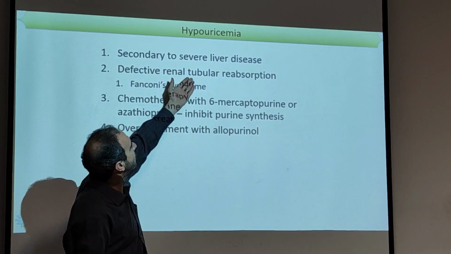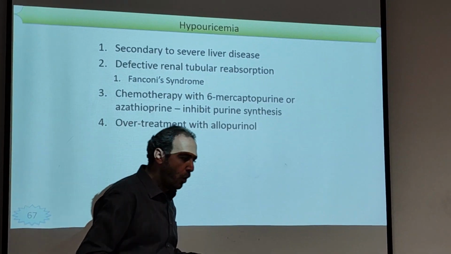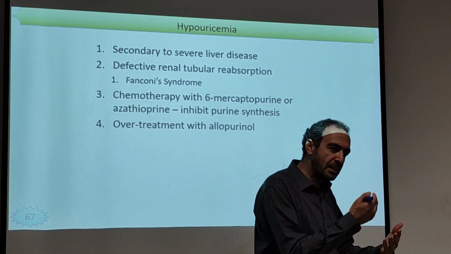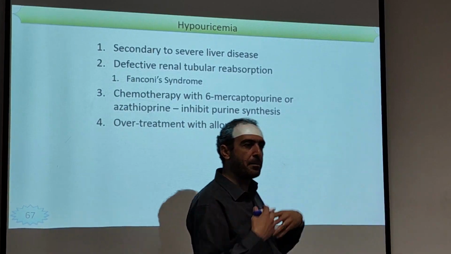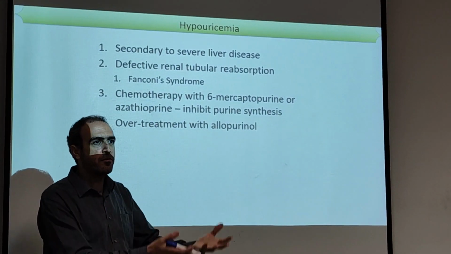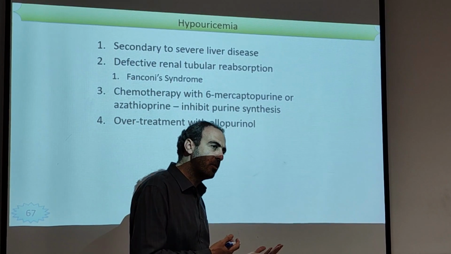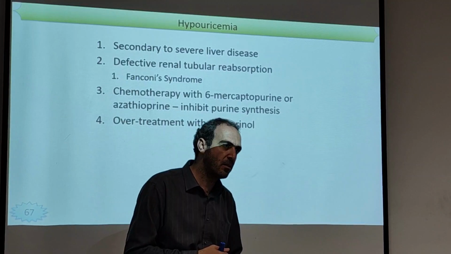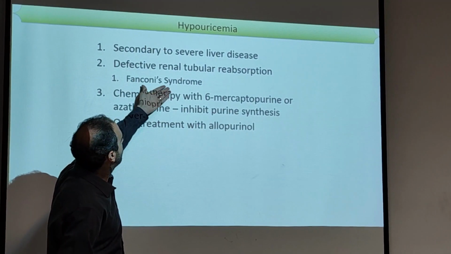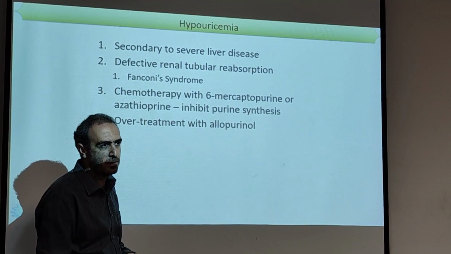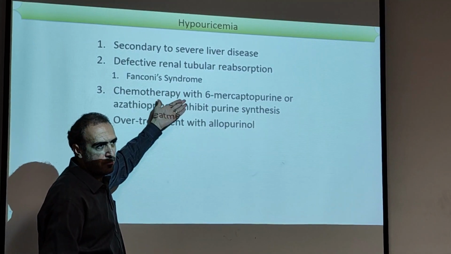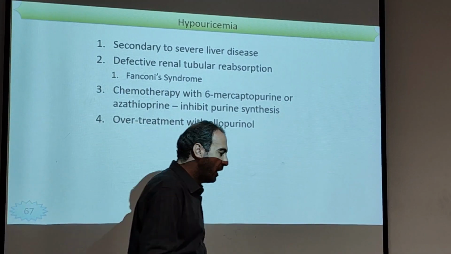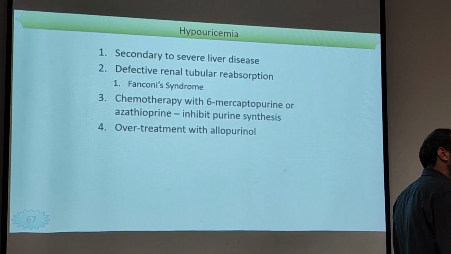If we have defective renal tubular reabsorption, as you know, all of the substances in the glomerulus are going to be filtered, and then 90% of them are reabsorbed. If we have a dysfunction of reabsorption in a tubule in the kidney, it leads to us losing those materials. We have a syndrome which is known as Fanconi syndrome. Fanconi syndrome is one of the reasons of hypouricemia because it leads to excreting uric acid by tubule dysfunction.